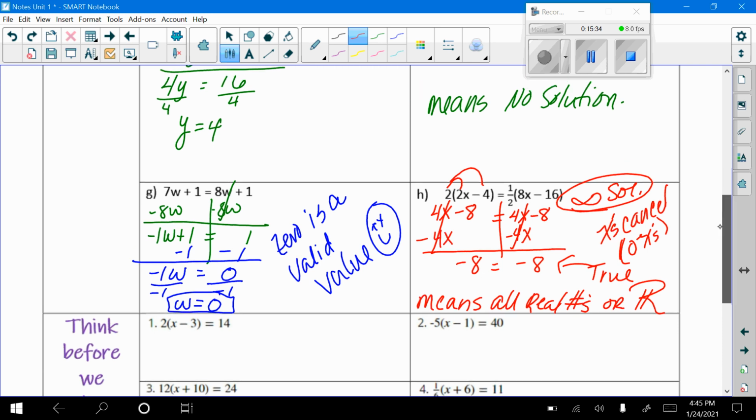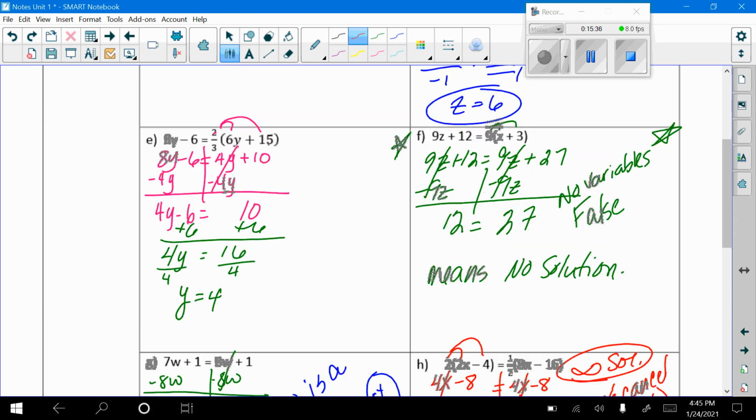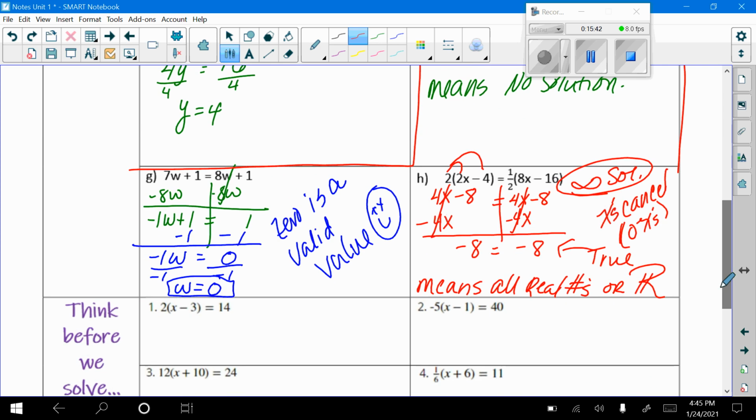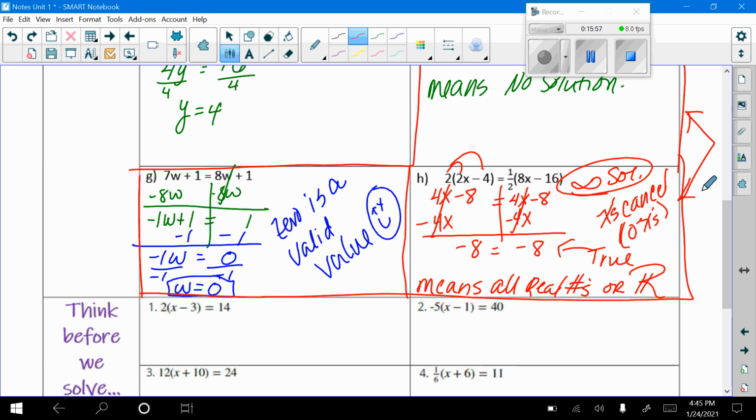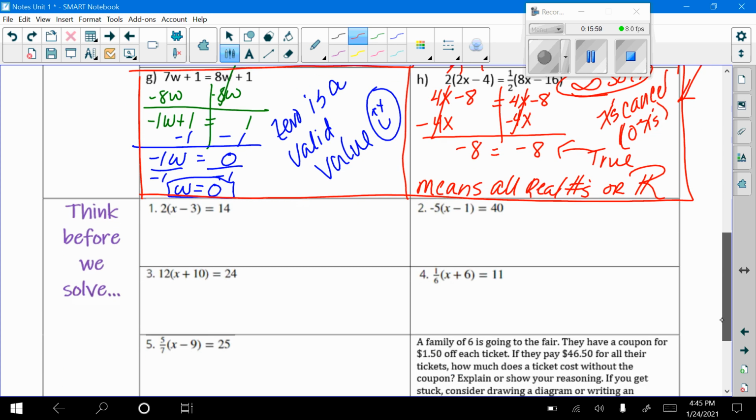If I were you, I would put a little box around these, because these are the ones you're most likely to not remember what to do. 0 is a valid number, so this is okay, but these two are the specials: no solution and infinitely many solutions.